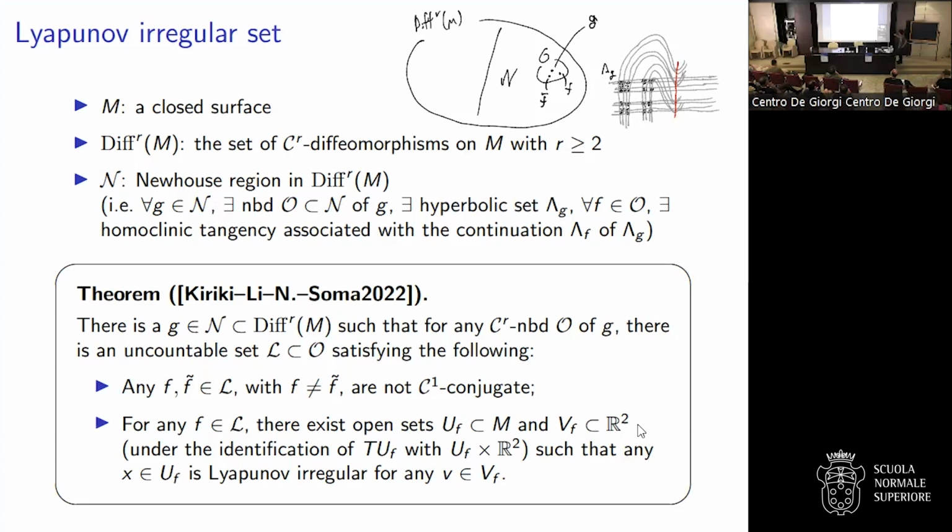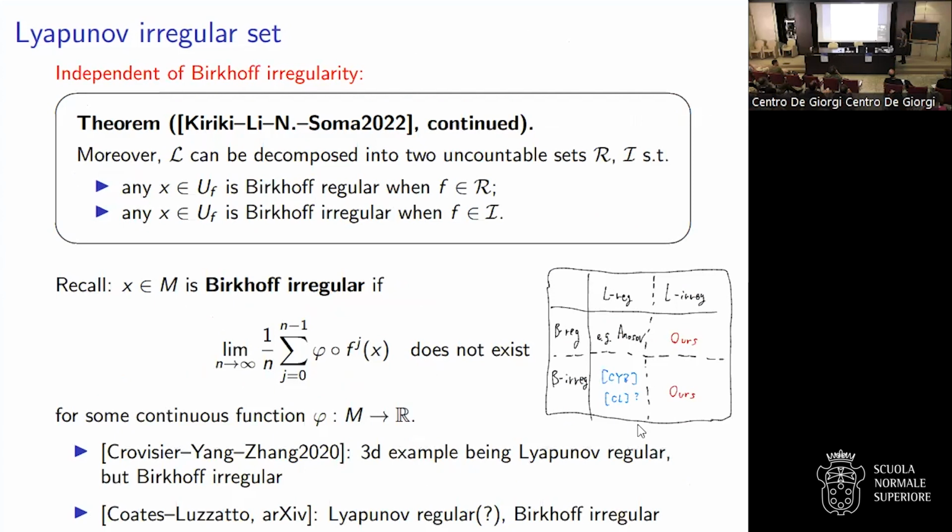Okay, I'll draw the picture. So you take G, and for any small O, orbitally close to G, you can find infinitely many Lyapunov irregular examples. And maybe Stefano Luzzatto understands Birkhoff irregular behavior. So maybe you guess that this is a consequence of the Birkhoff irregular property, but it's not true. I want to emphasize it.